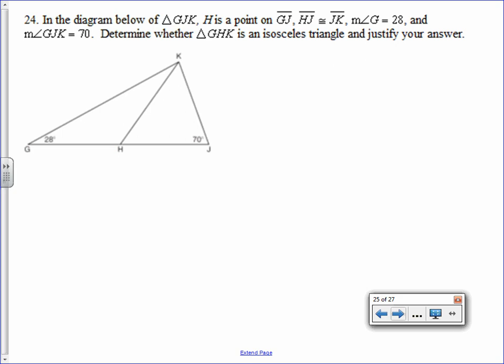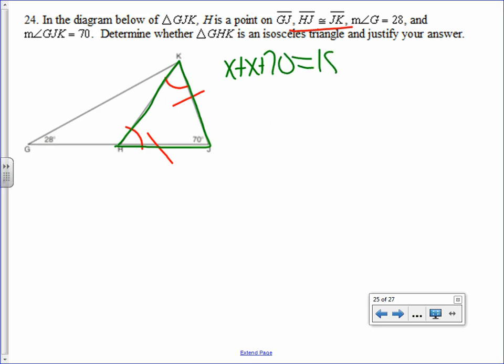In the diagram below, triangle GJK, H is the point on GJ. HJ is congruent to JK. So I mark the sides and the angles opposite them. I see a triangle, and I know in these triangle problems I need to look for linear pairs and angles of the triangle. X plus 70 equals 180. Combine like terms. Solve the equation.